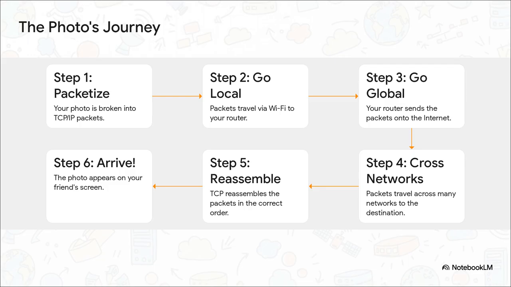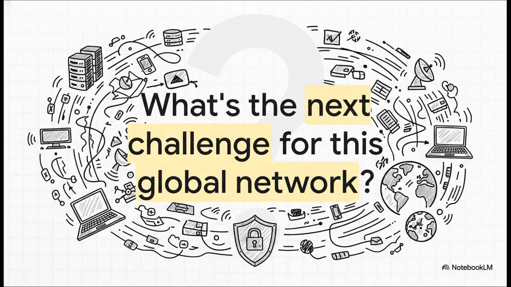Fourth, the packets scatter, racing across the globe on countless different paths. Fifth, at the destination, TCP acts like a puzzle master, gathering all the packets and reassembling them in the correct order. And finally, step 6, the photo appears on your friend's screen, perfectly intact, all in less than a second. It is an absolutely incredible system of organized chaos that we rely on every single day, an intricate dance of hardware and software that connects billions of us.